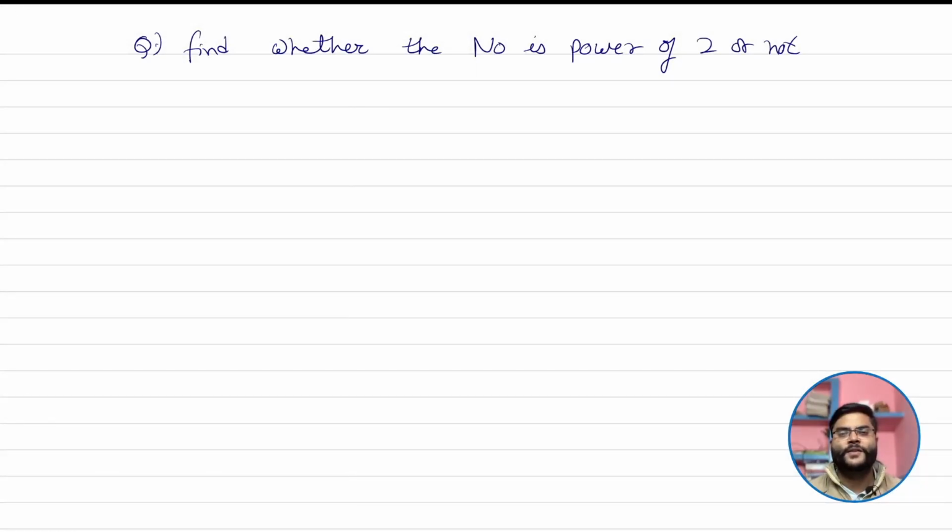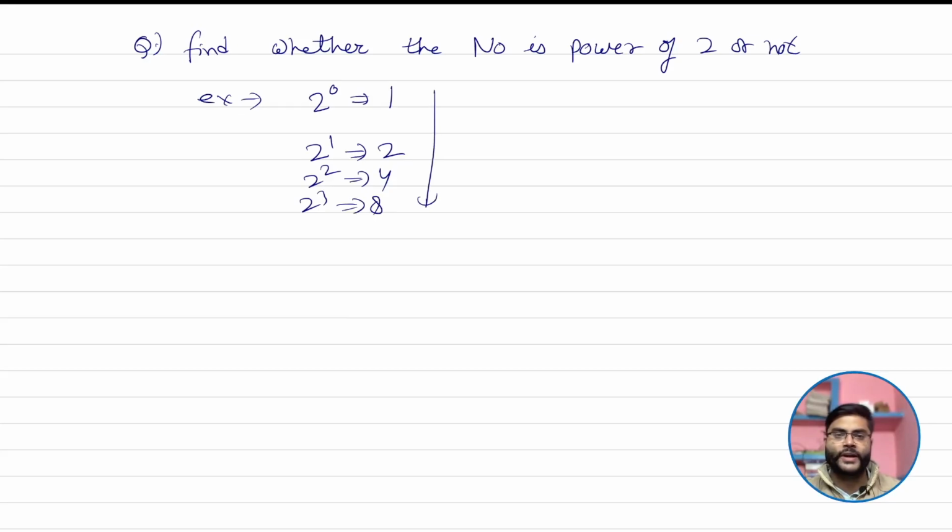So our next problem is to find whether the number is a power of 2 or not. Let's take an example. What are the first powers of 2? 2 to the power 0 is 1, 2 to the power 1 is 2, 2 to the power 2 is 4, 2 to the power 3 is 8. So these are powers of 2. And remember, 0 is not a power of 2.